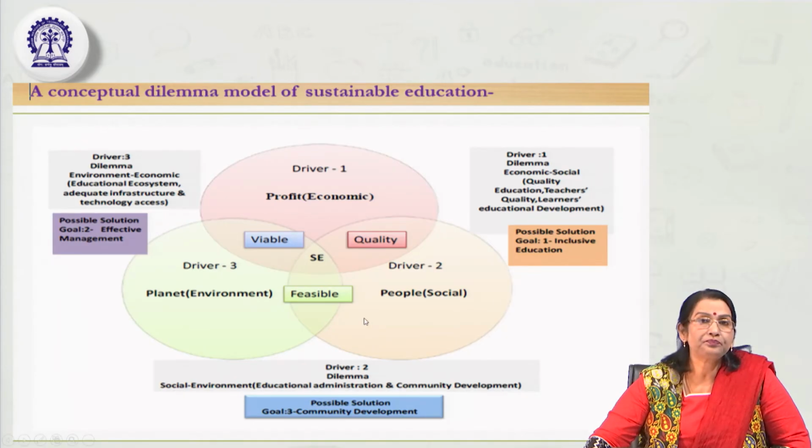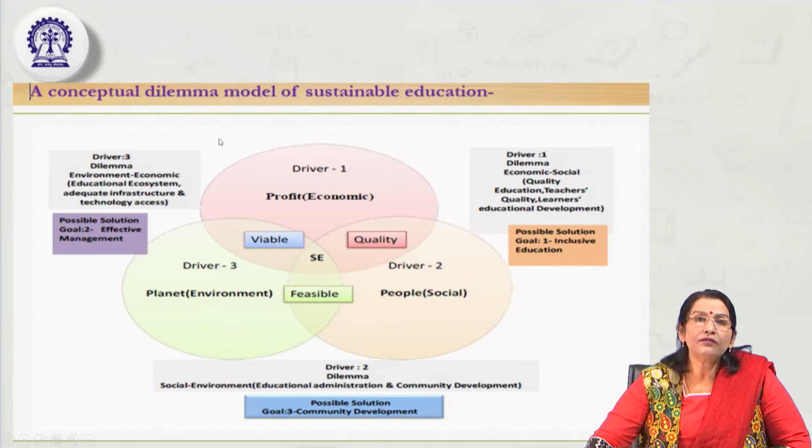So the possible solution could be goal 3, that is community development. What is community development? The more and more the community are being benefited. They have to take active participation in these two systems. They can interact with the educational environment, be in touch with the administration as well as the teachers, and there is proper reciprocation. So we can say that community development takes place as a result of these interactions.